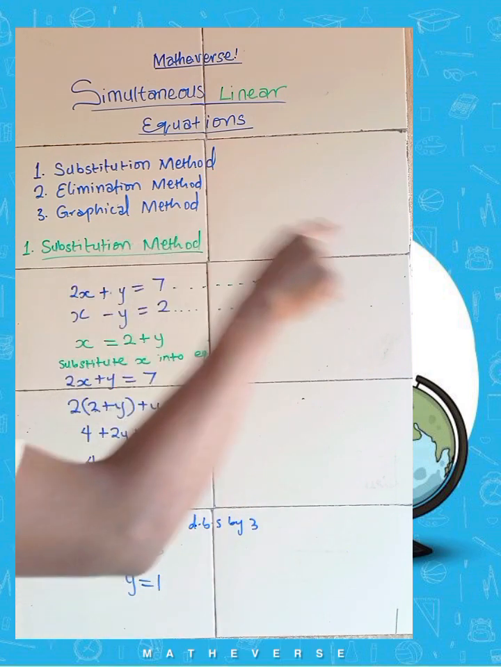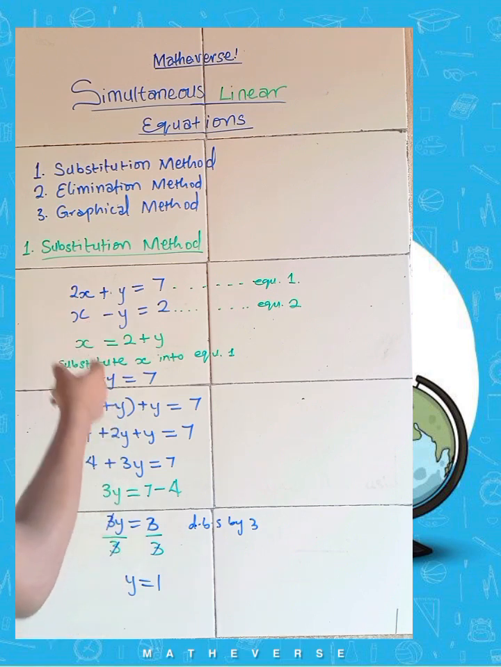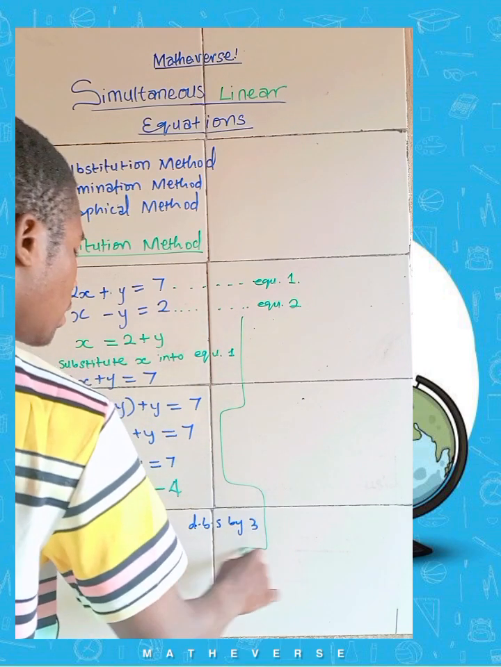Now, we need to know what x is. Because this one is trying to tell us that x is 2 plus y. Now, we know what y is. We can decide to substitute y into any of the equations to get what x is. Do you see that now? So let's do that here. Let's substitute y. Let me draw a line here so that I get it clearly.